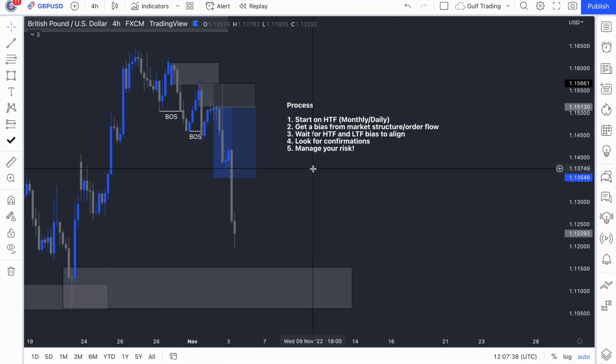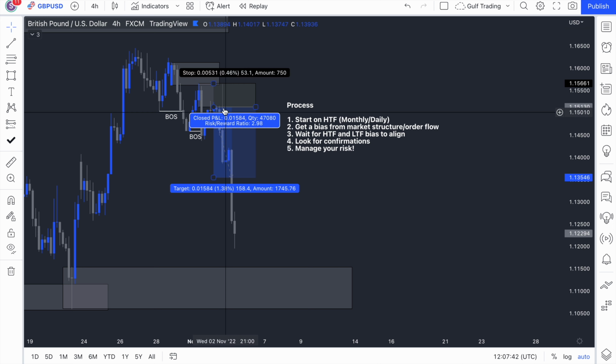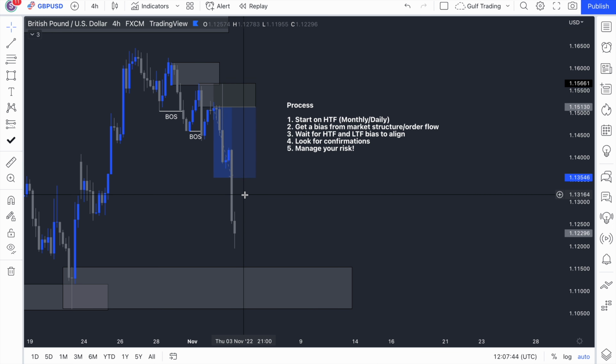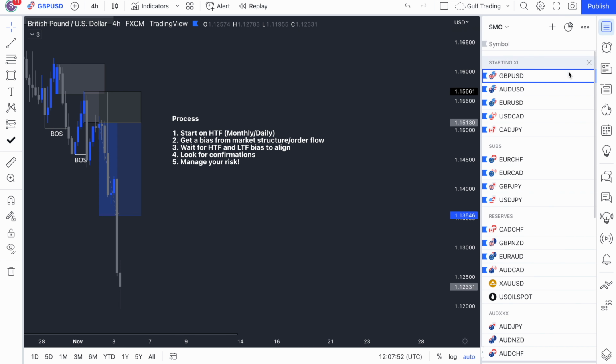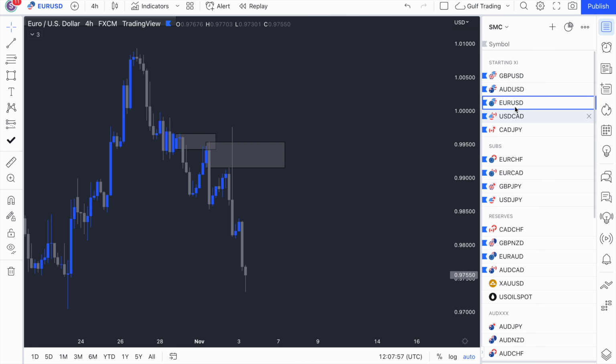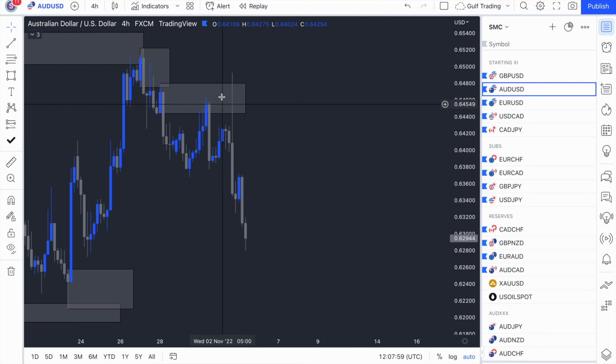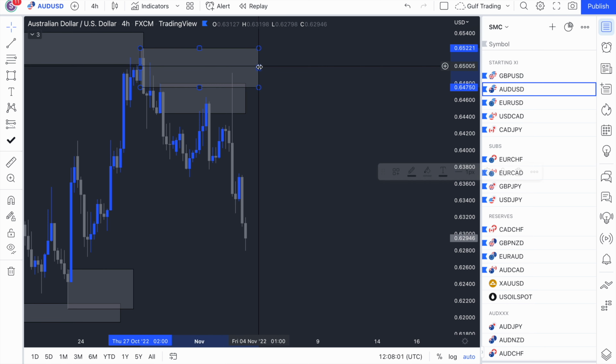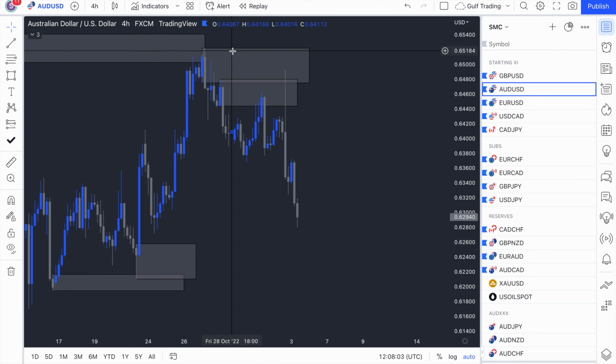So now we can look to go short with confirmation, which for me was using order flow. And then I managed my risk, risking 1%, targeting 3%, and it played out nicely. Obviously, this is the trade that I picked. It didn't work out on a couple of other pairs. I traded Euro USD as well. It didn't work out. And AUD USD, which didn't work out. Well, it worked out from this zone, the second zone, but not the third. So I made a bit of money on the second, but not on the third. But overall, still profitable over the 3-4 trades that I took.